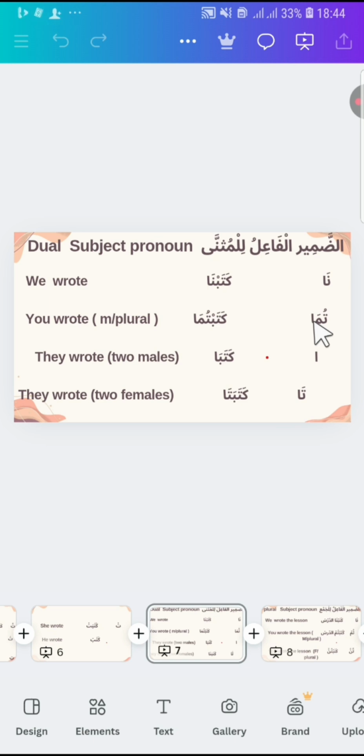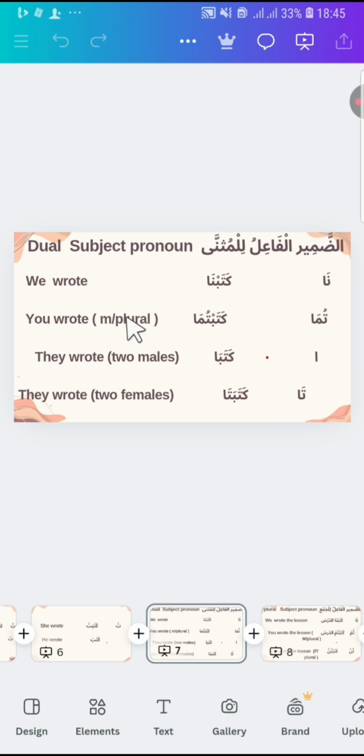So you can say katabtuma, you wrote, for both male and female. For example, Fatima and Khadija, two of them, you say katabtuma, you wrote. Muhammad and Yusuf, you say katabtuma, you wrote. So this tuma is attached to the root word katab, and it means you wrote.